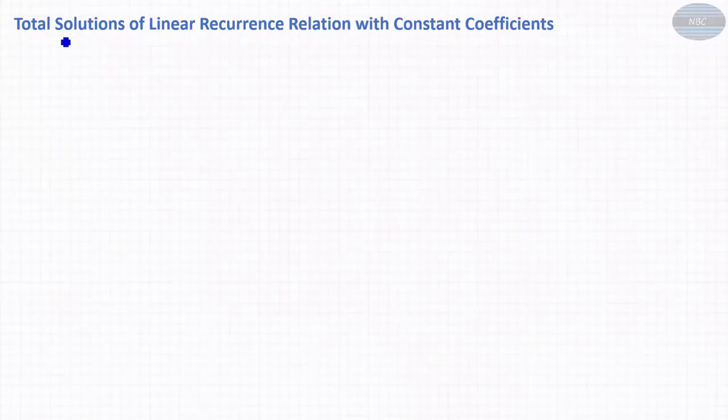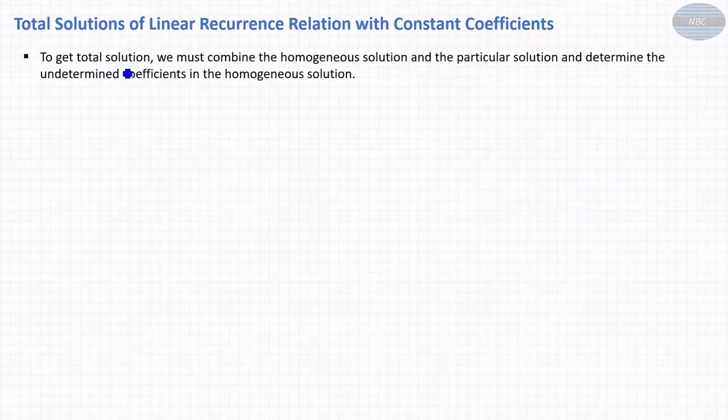In this lecture, I will study the total solutions of linear recurrence relations with constant coefficients. To get the total solution, we must combine the homogeneous solution and the particular solution and determine the undetermined coefficients in the homogeneous solution.